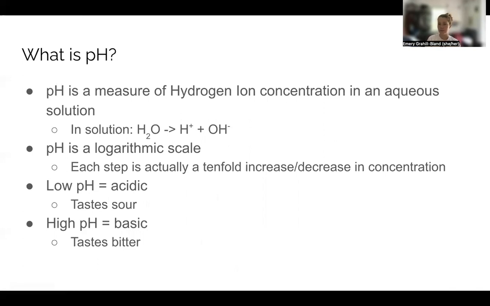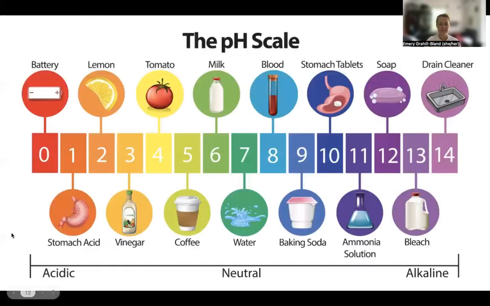So pH 1 versus 2 is a huge difference. Low pH tastes sour to us, and high pH tastes basic, and it's also slippery. If you think about why soap feels slippery to you, which I always thought was interesting. Okay, here are examples of things on the pH scale.